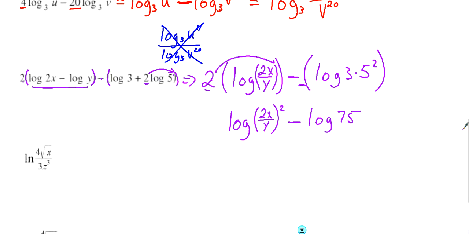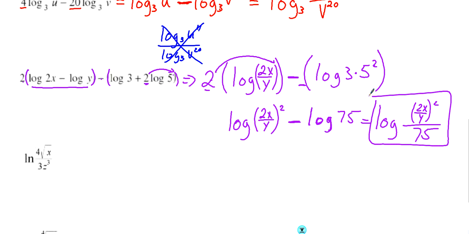And now, since we have log base 10 and log base 10, no numbers, we can deal with this subtraction here and condense it one more time using the quotient property, which will give us one logarithm with 2x over y squared on the top divided by 75. And that is our final logarithm.